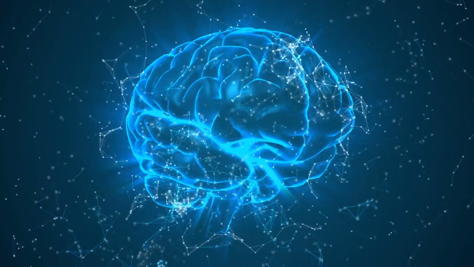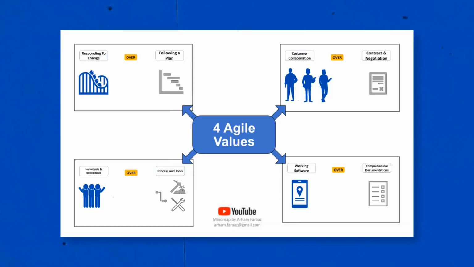Next thing is, I want you to understand how to use your brain effectively by using mind maps. Mind maps help to use both the right side and the left side of your brain. Right is the creative, left is the logical brain. So creative talks about images, left talks about the words, numbers, and all those things, right? So mind maps help you remember this. I have created a mind map for all the 4 values, for individual interactions, then for processes and tools, then for working software or comprehensive documentation. Then there's one more slide on customer collaboration over contracts and negotiation, and there's one more slide on, lastly, responding to change or following a plan.